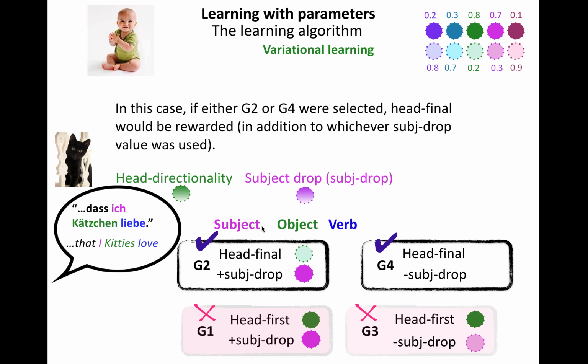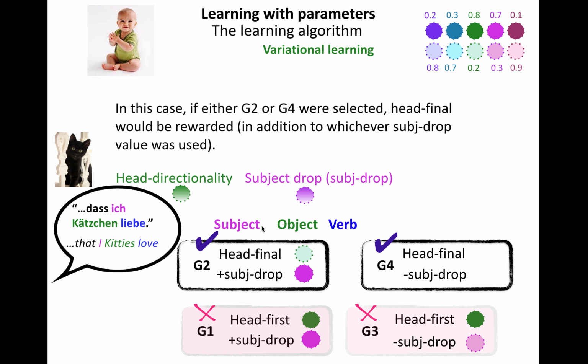So whether you're picking these and getting pushed towards head final or picking these and getting pushed away from head first, you're learning something because you're separating out the contributions of head first and subject drop in this example, right? So just to be a little bit more concrete, because this data point is unambiguous for head final in this world, grammars using that value would be rewarded.